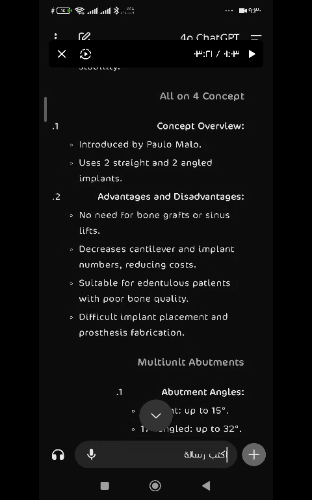All-on-4 Concept. 6. Concept overview, introduced by Paulo Malo, uses 2 straight and 2 angled implants.